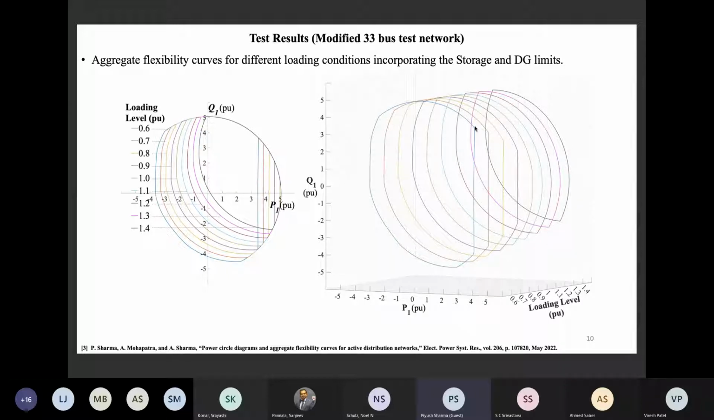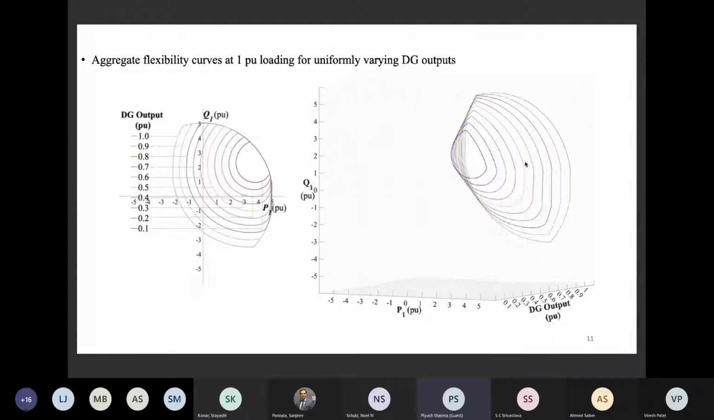And also, a family of such curves indicates that the surface which is formed by these curves for different loading conditions is continuous. Similarly, we obtain aggregate flexibility curves for 1 per unit loading with different output levels of distributed generators. However, the battery capacities have been kept intact.